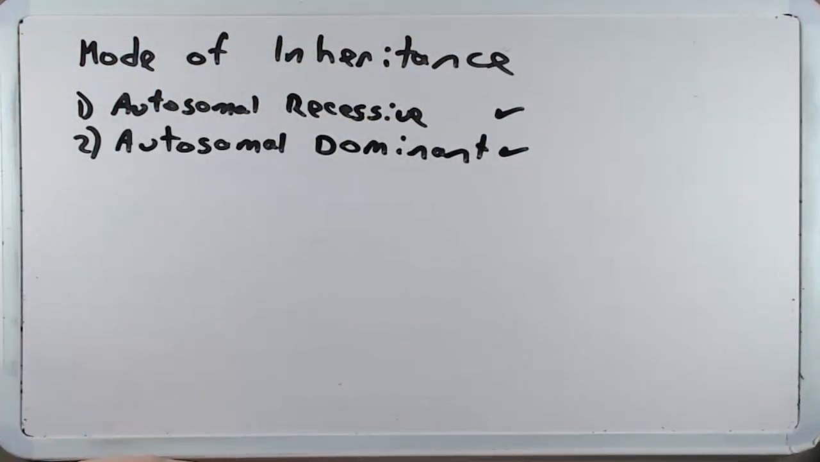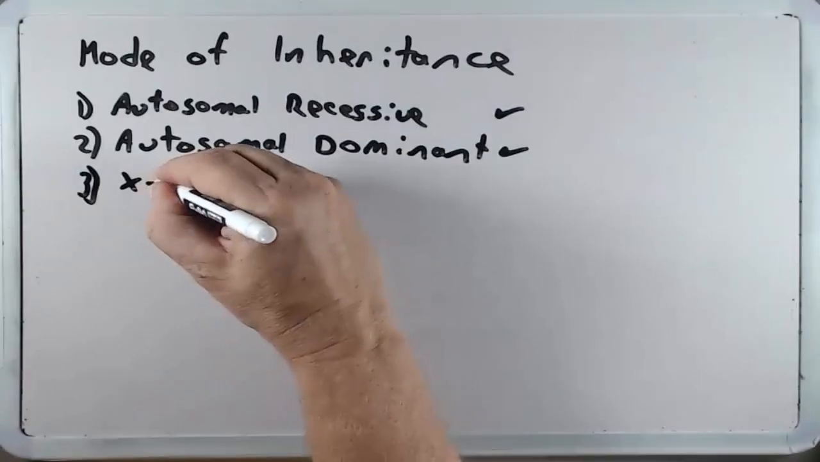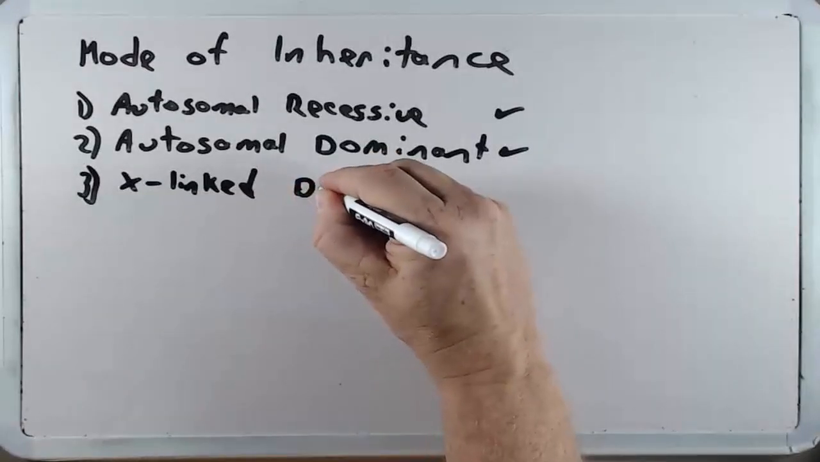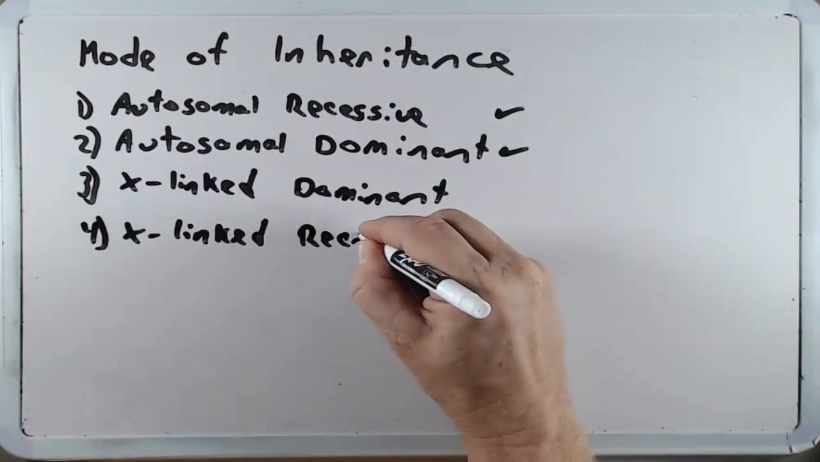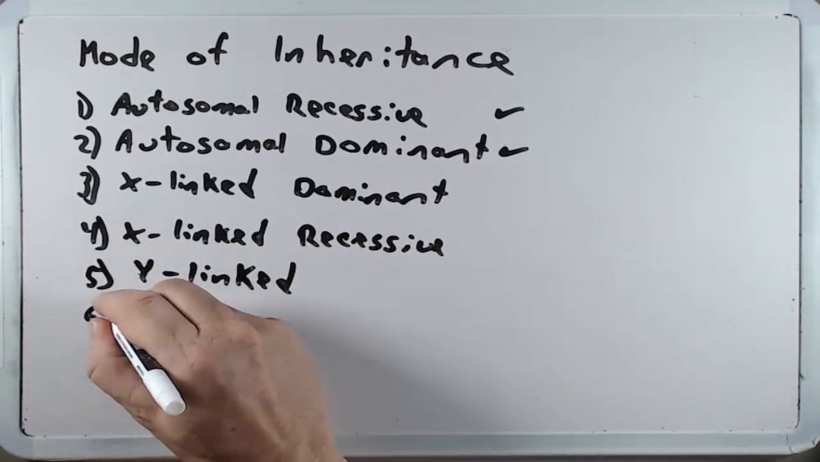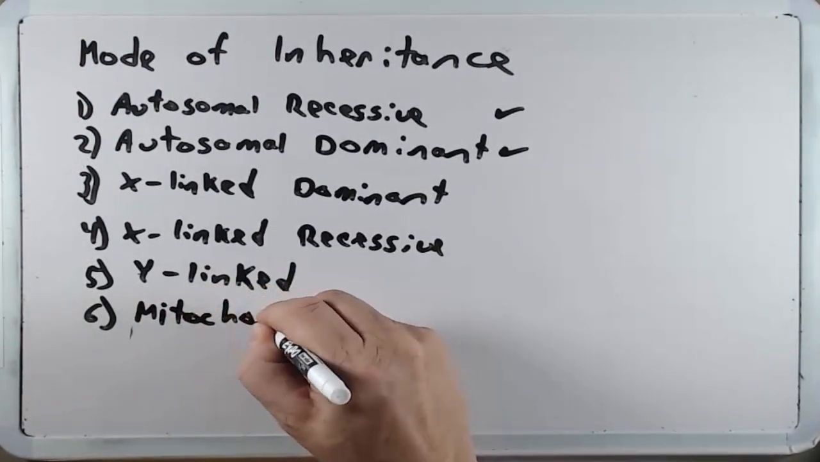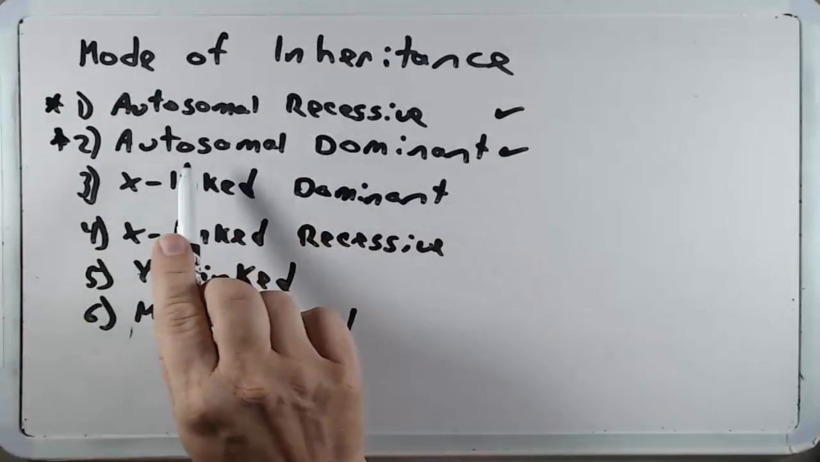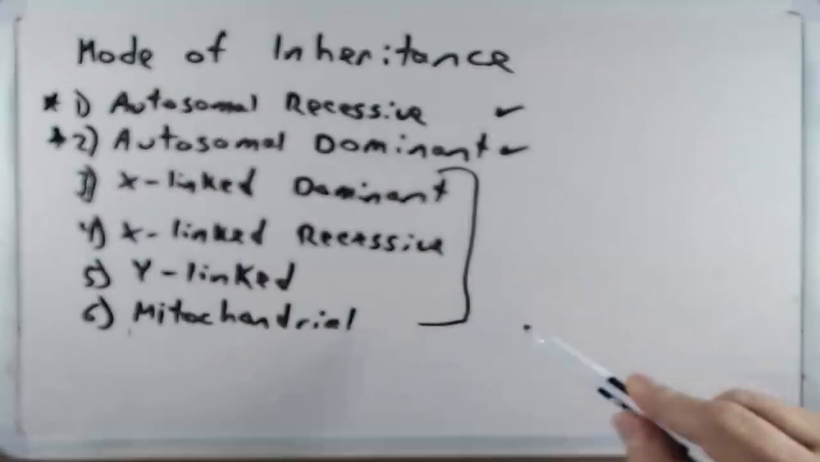Remember, autosomal means it's a gene that is located on one of the autosome chromosomes. It's not on one of the sex chromosomes. So the next few we're going to talk about are on a sex chromosome. X-linked dominant, X-linked recessive, Y-linked, and the last one we'll look at later on are mitochondrial traits. But we're just going to talk about autosomal recessive and autosomal dominant for this chapter, and we'll come back to these 4 later.